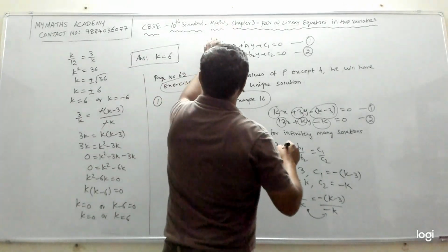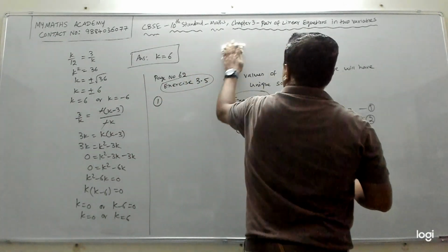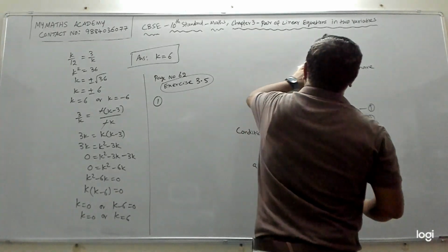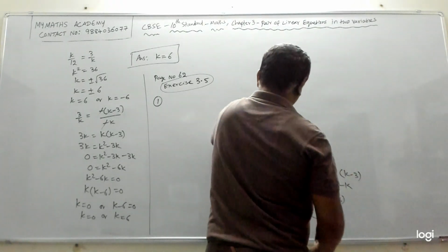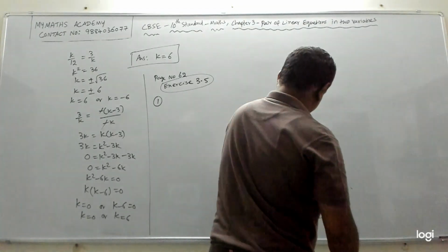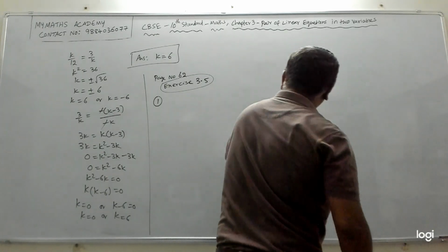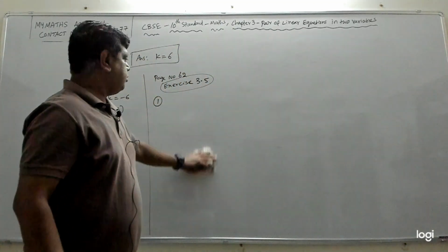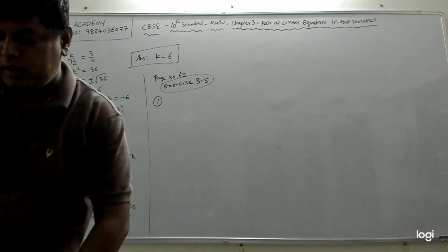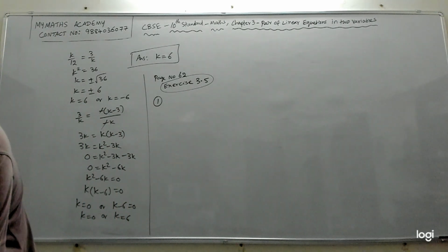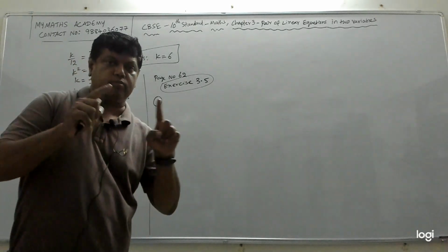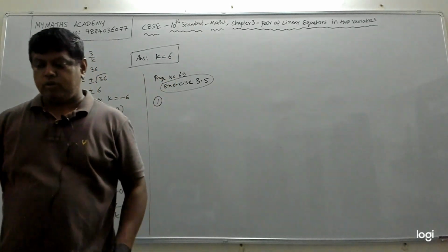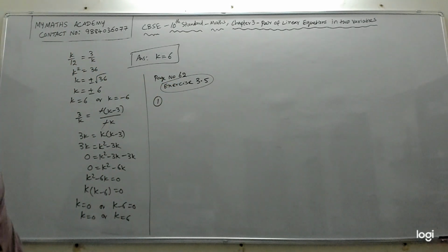Let me erase all this. Okay, the first question is, which of the following pairs of linear equations has a unique solution, no solution, or infinitely many solutions? Which means we should check the ratio. In case there is a unique solution, find it using the cross multiplication method.